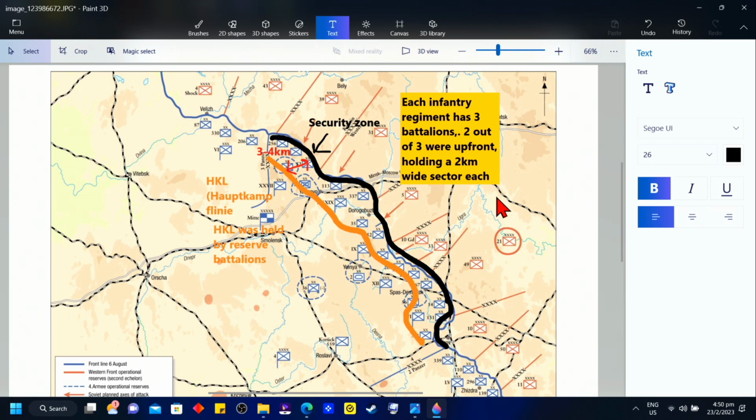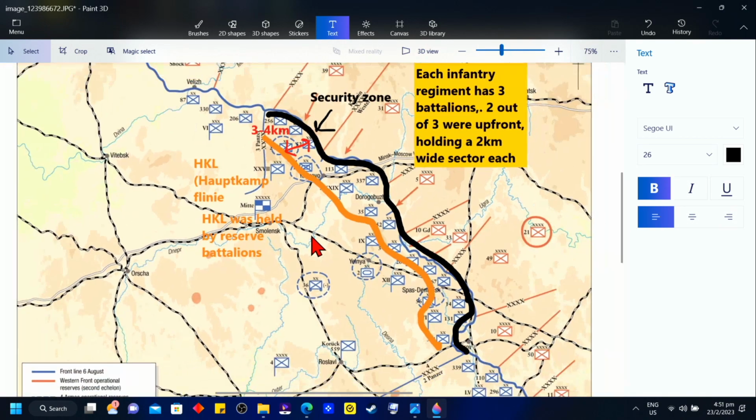So the security zone, just because the HKL is the main line of resistance, don't think the security zone is lightly defended. According to the book, the security zone was heavily reinforced, protected by mines, anti-tank ditches, and wire obstacles. And there were troops occupying the consecutive positions.